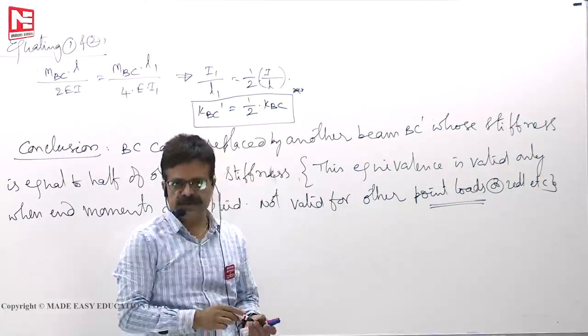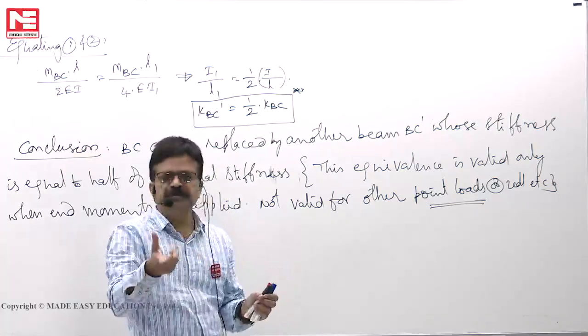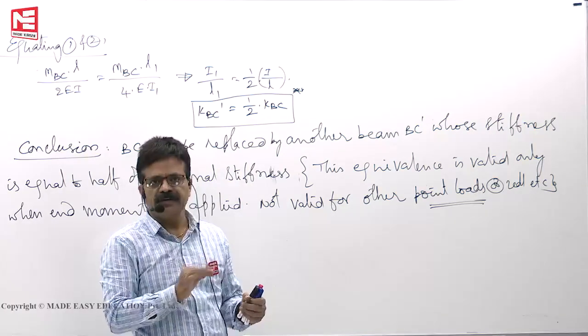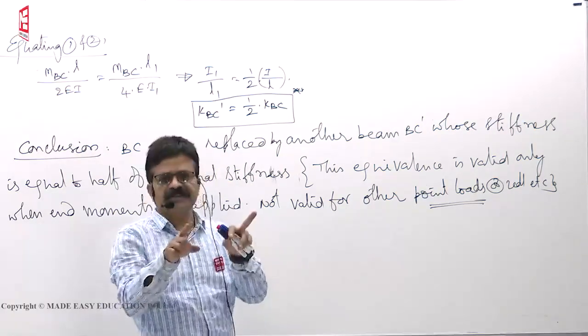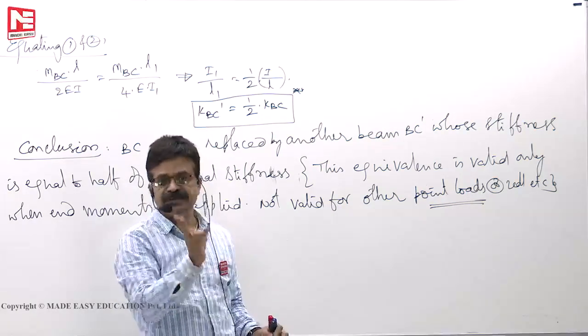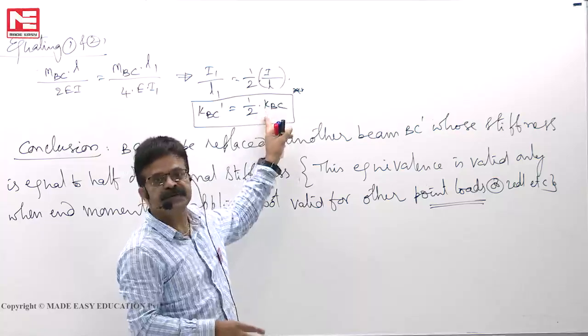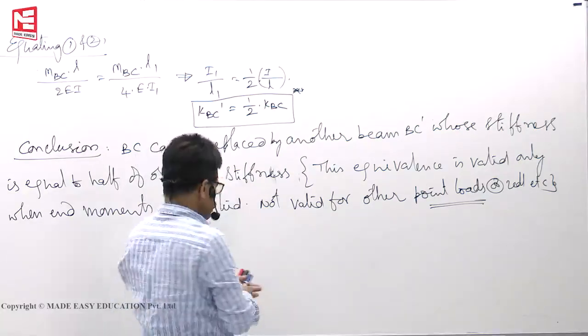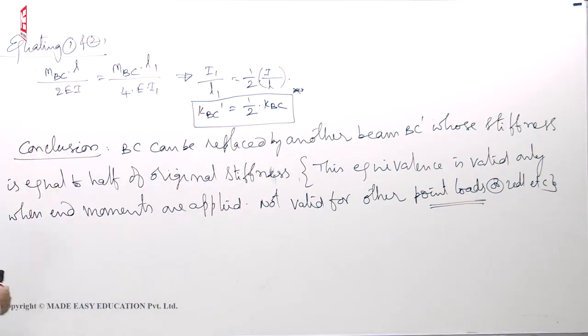In end moment distribution, you deal with end moments only, not the applied load. Whatever may be the applied load, you take the end moment, and those moments you distribute. So only when you are distributing the end moments, you can take this one, nowhere else. Okay.